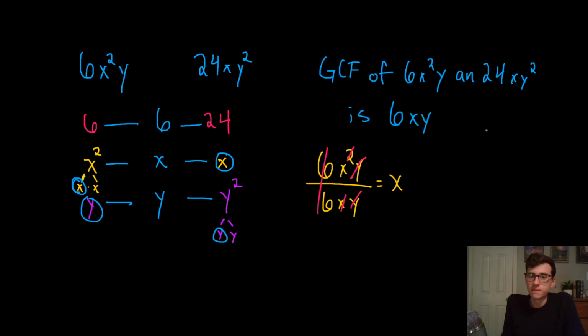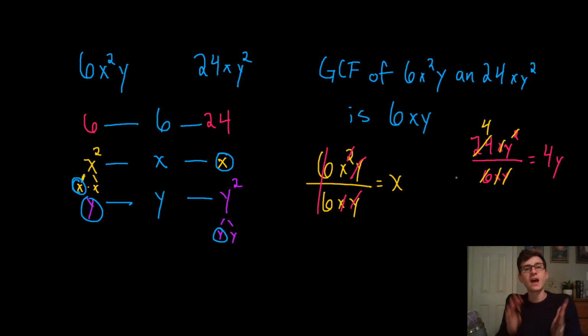Okay, in the same way, 24xy squared divided by 6xy. y squared divided by y is y. x divided by x is 1. 24 divided by 6 is 4. So I'm left with 4 times y, right? And these aren't the same. They're not supposed to be the same. They just have to be whole numbers, not fractions, right? And that's exactly what we got.